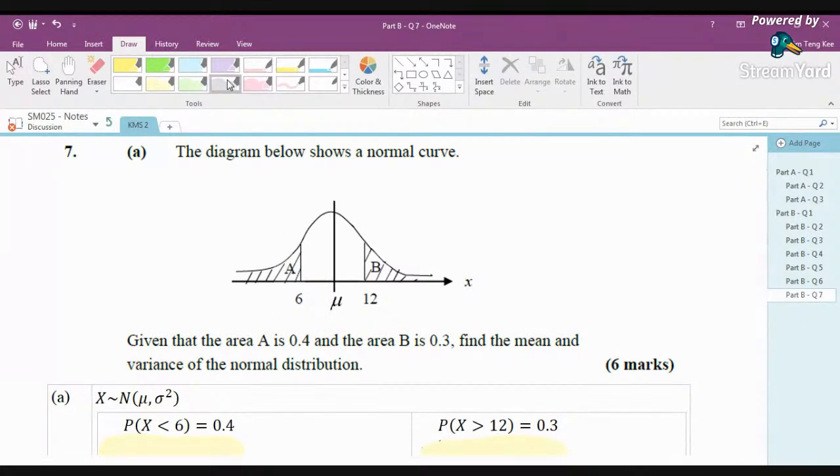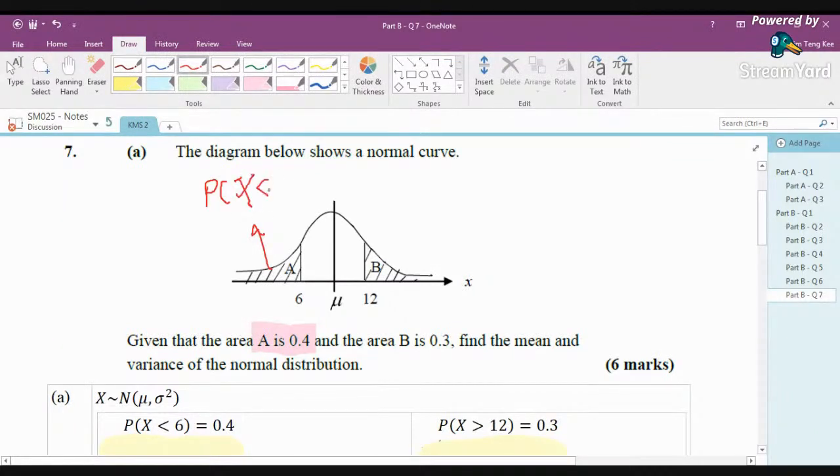According to these questions, let us see. You were told that the region A is the probability of x less than 6. You want to put less than or equal to B. The other one is 0.3.